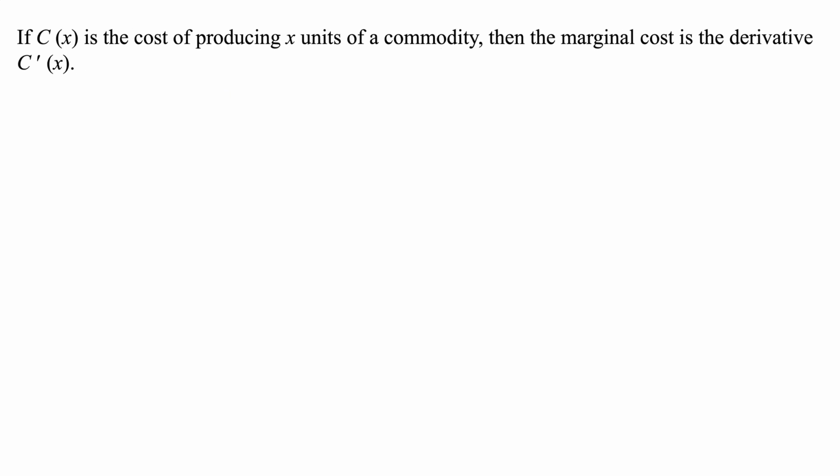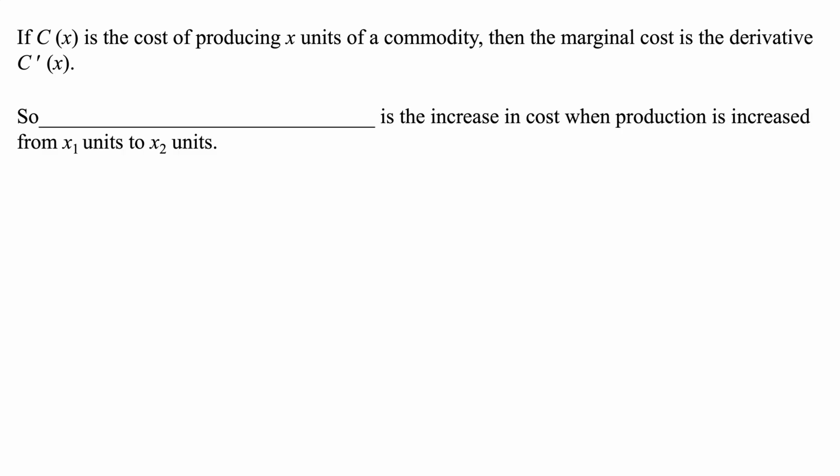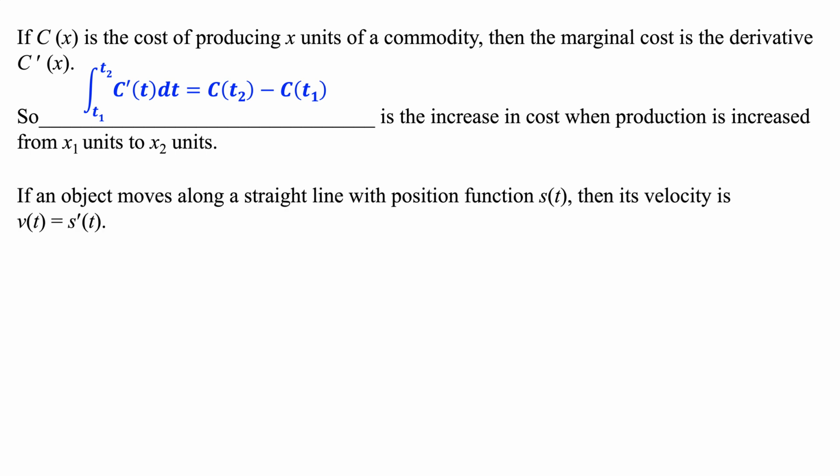If C is the cost of producing x units of a commodity, then the marginal cost is the derivative, C prime of x. So, again, integrate from x1 to x2, C prime of x dx gives you capital C of x2 minus C of x1, is the increase in cost when production is increased from x1 units to x2 units. Object moves along a straight line. Oh, here's our favorite position function.